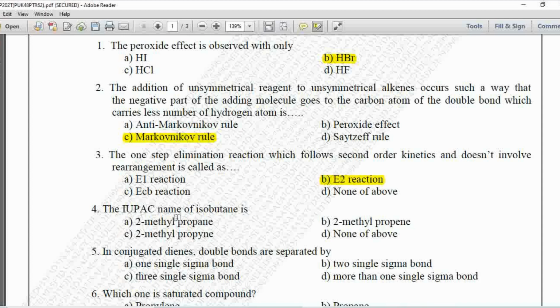Next MCQ: the IUPAC name of isobutane is, option A is 2-methylpropane, B is 2-methylpropene, C is 2-methylpropyne and D is none of the above. Since isobutane is a type of alkane and iso means the methyl group is attached to the second carbon atom, it is nothing but 2-methylpropane. So this is the correct answer for this MCQ.